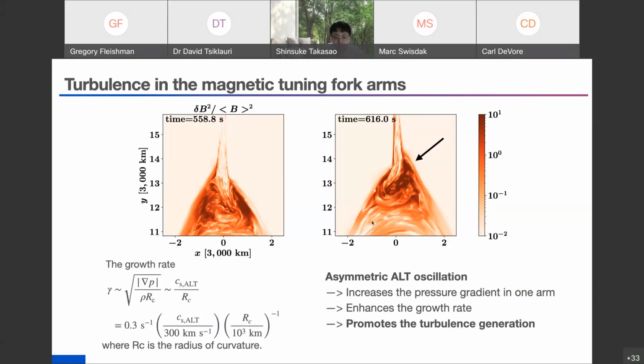And we also have an asymmetric ALT oscillation, and the turbulence structure becomes very asymmetric. We have the compressional motion induced by the ALT oscillation that increases the pressure gradient in one arm in this region, and that enhances the growth rate, and then promotes the turbulent generation. This is the scenario of the asymmetric turbulence structures.